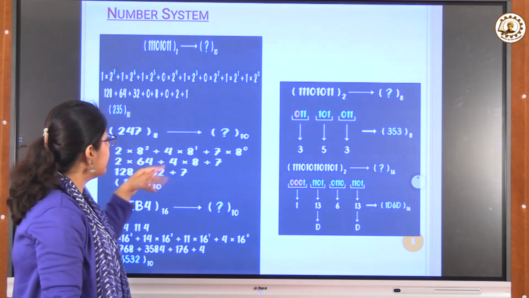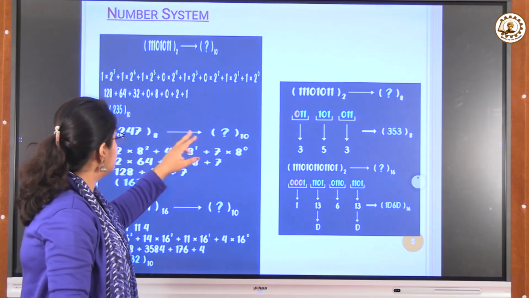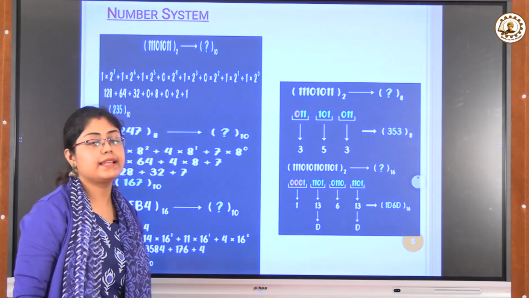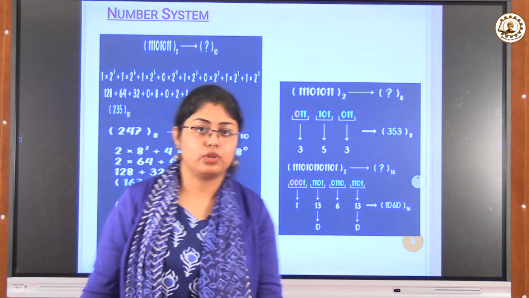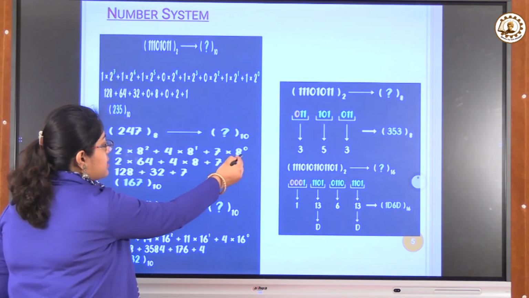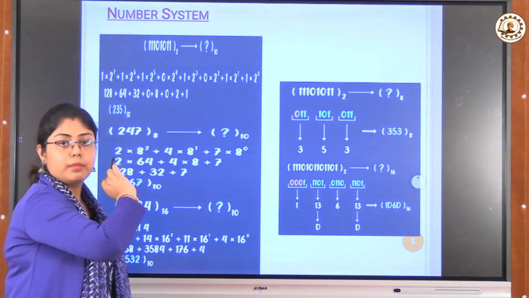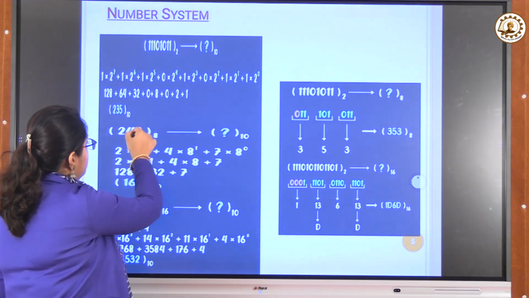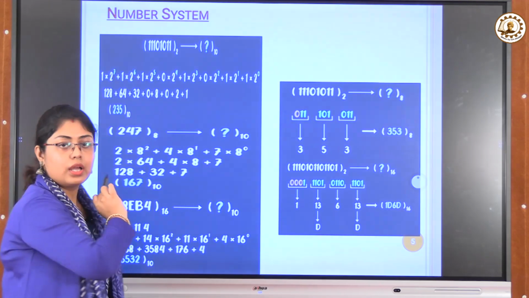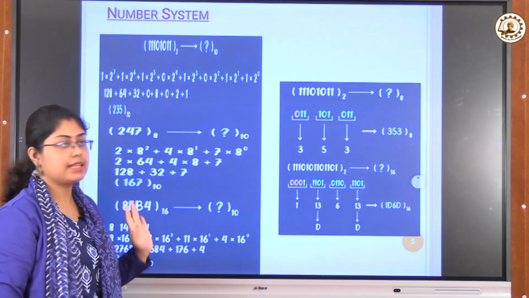Then, next, this is 247 in octal. So 247 in octal, that means base is 8, and the corresponding decimal number we have to find out. So we are writing 8 to the power 0, 8 to the power 1, 8 to the power 2, because it is a 3-digit number. See? 1, 2, 3 only. And multiplying it with the digits 7, 4 and 2. And you can multiply it and you will get the answer 167 in decimal.